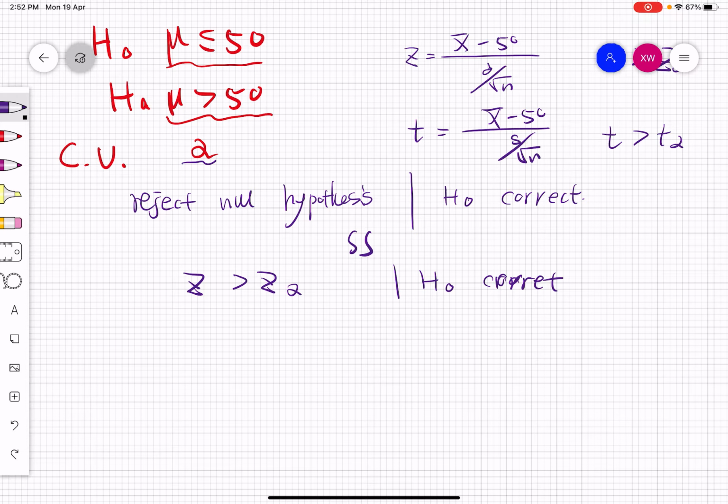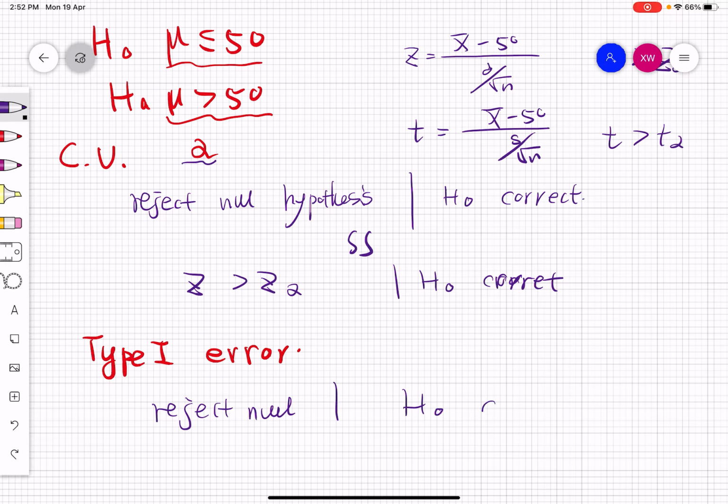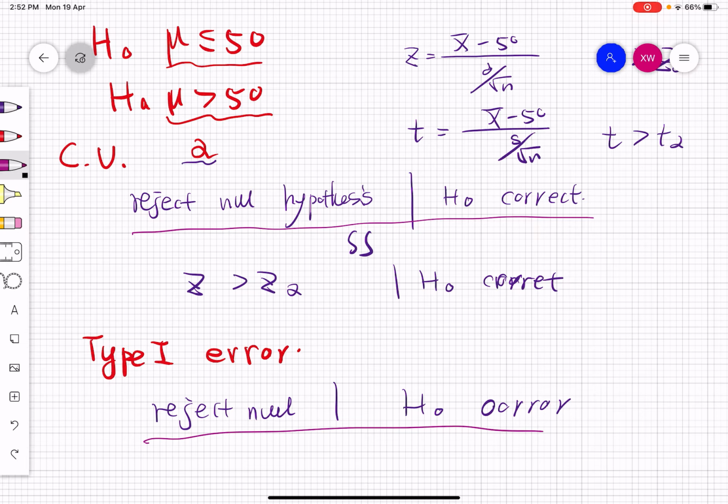Now, how about type 1 error? What is type 1 error? You will reject null given that null is correct. I want you to pay attention to these two. You can see these two events are identical, so the probability of this one will be equal to the probability of this one.